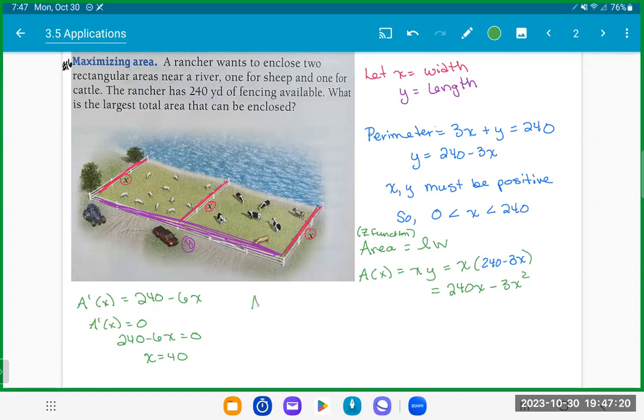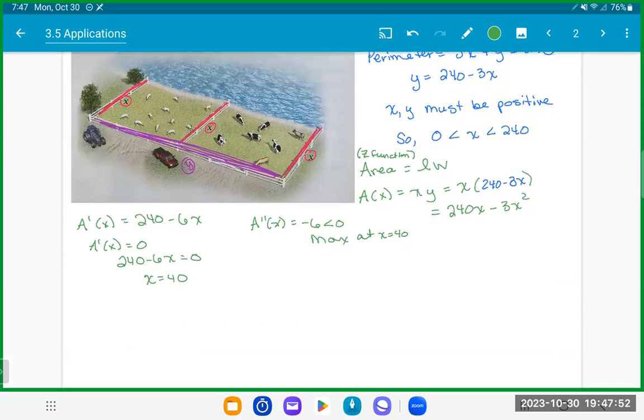So when I do my second derivative, the second derivative here is just negative 6. Okay, and that is less than 0. So that tells me that I have a max. And I have that max at x equal to 40. So I can determine what my y value is at 40.